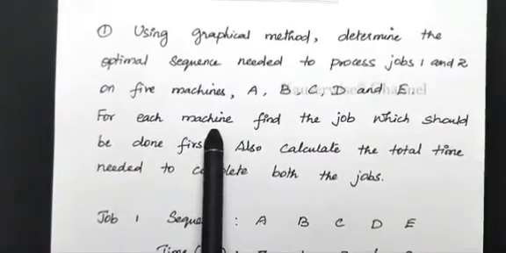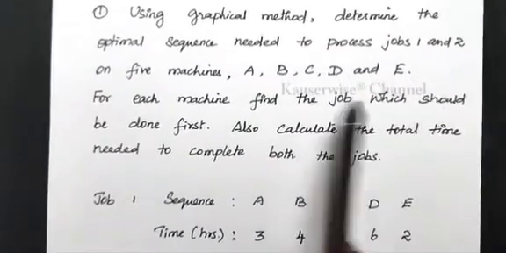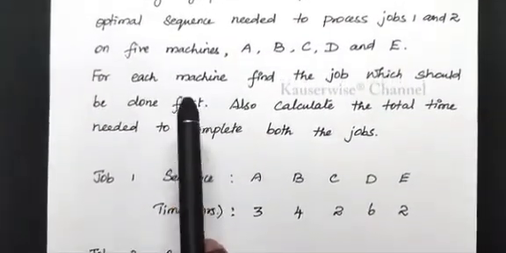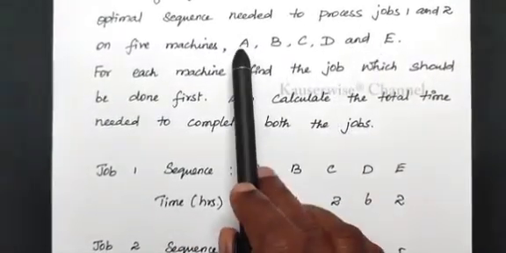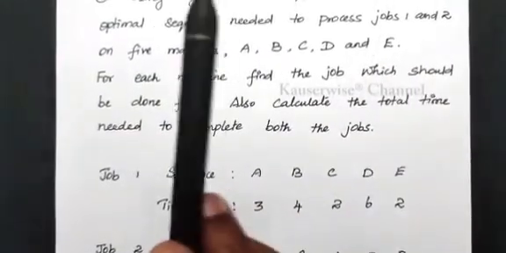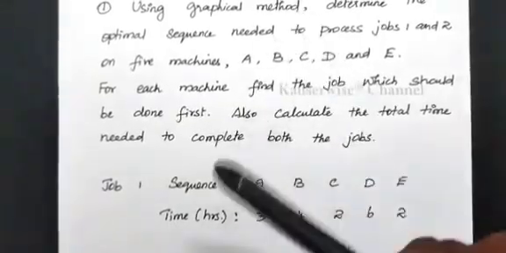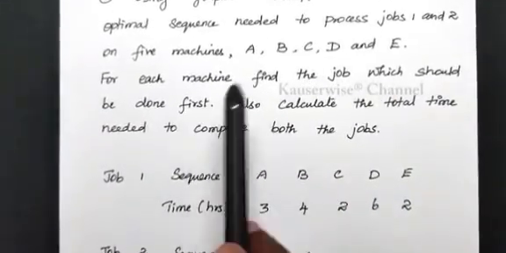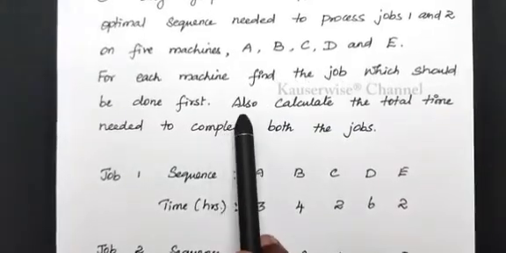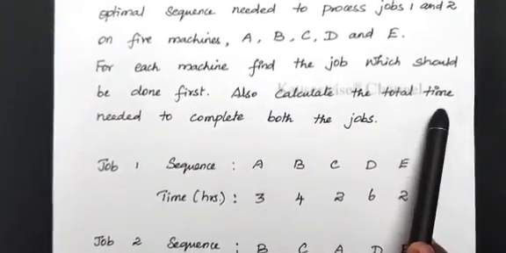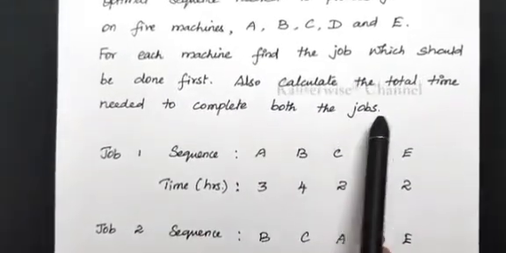For each machine, find the job which should be done first. That is job 1 or job 2, that we have to find out. Each machine has to process job 1 and job 2. We have to find the order, which job has to be performed first. That is the first question. And the next one is also to calculate the total time needed to complete both the jobs.